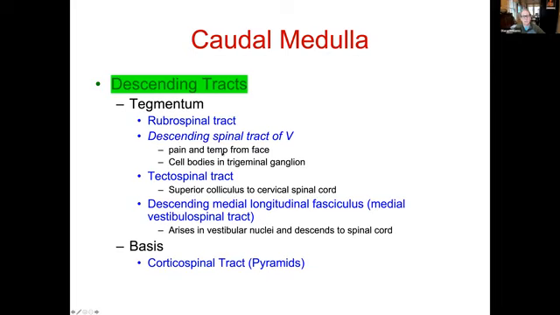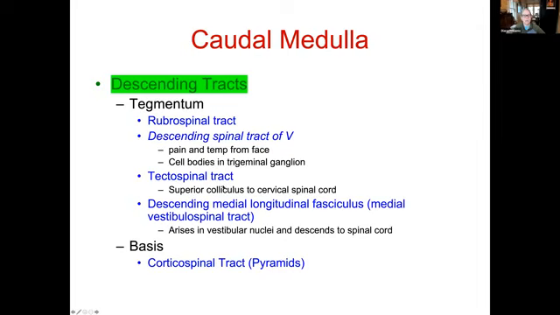Okay, so these are carrying pain and temperature from the face, but these are ipsilateral fibers. They haven't crossed yet when they're in this tract. So if this tract gets a lesion, it's an ipsilateral loss of pain and temperature in the face. Okay, and their cell bodies are out in the trigeminal ganglia.